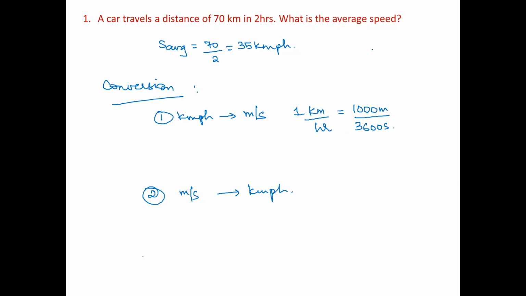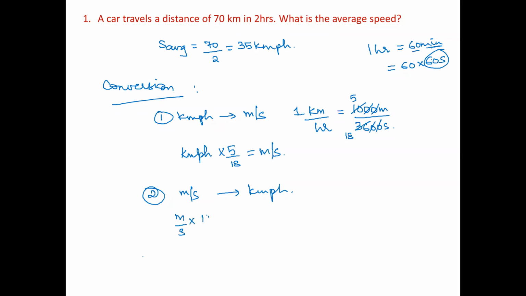Think about it, guys. 1 hour is 60 minutes, and 1 minute contains 60 seconds. So 3600. These 2 zeros and these 2 zeros cancel, and 5 times 2 table, 5 times 18. So when you want to convert kilometer per hour to meter per second, just multiply by 5 by 18. Obviously, the other way around, when you want to convert meter per second to kilometer per hour, multiply by 18 by 5.